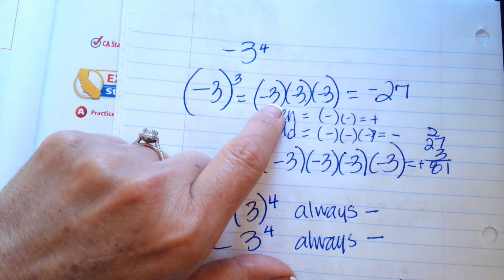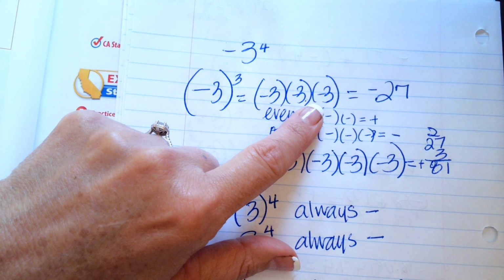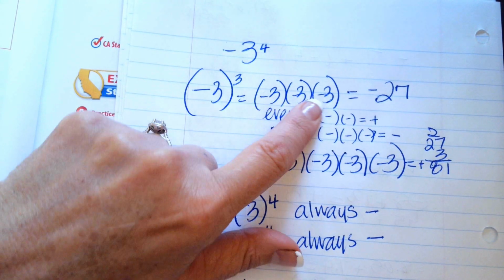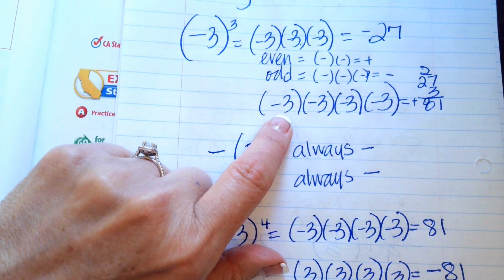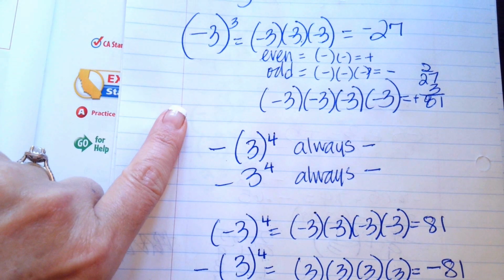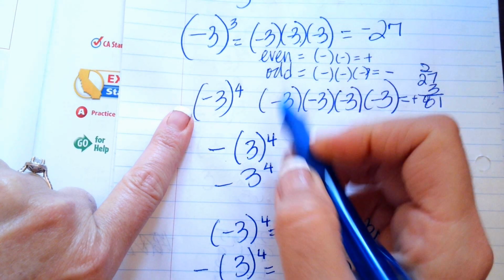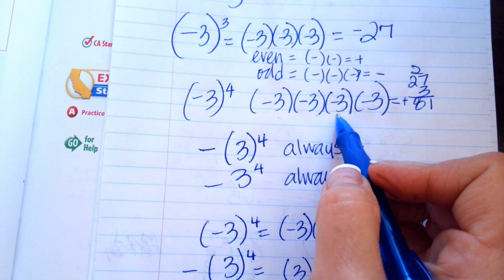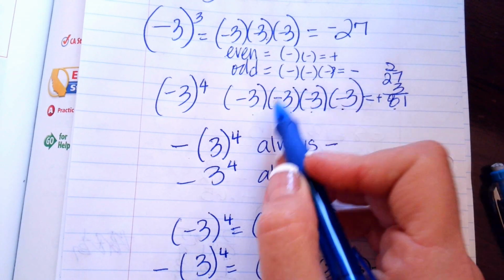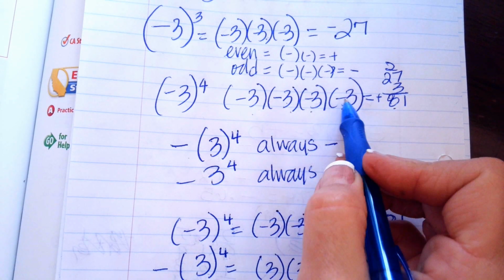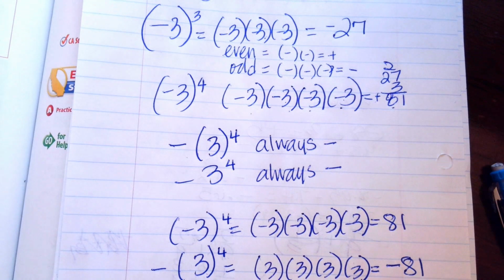So this one is 3 times 3 is 9 times 3 is 27, and my answer is negative because I have an odd number of numbers that I'm multiplying. If it was even, like negative 3 to the fourth power, then I would have negative 3 times negative 3 times negative 3 times negative 3. That's 81. And then I have an even number of numbers that I'm multiplying, so my answer would be positive.